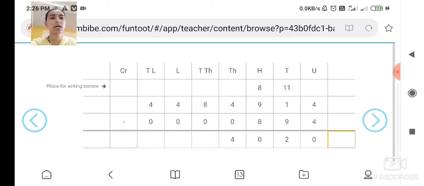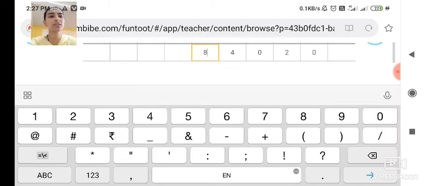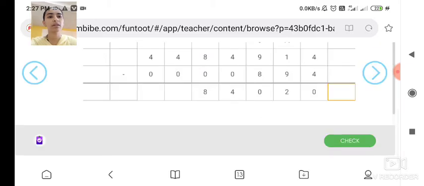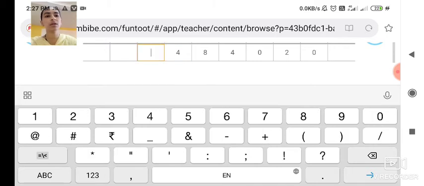Here no numbers are there, that means we have to write here 8 as it is. And the next 4 as it is. We have to write the number 4, here also 4.